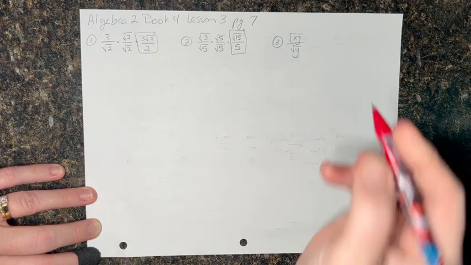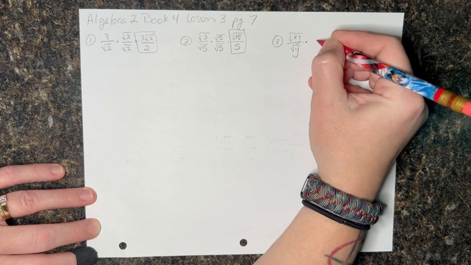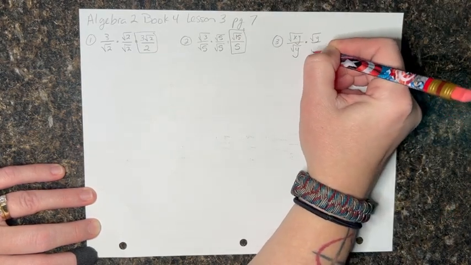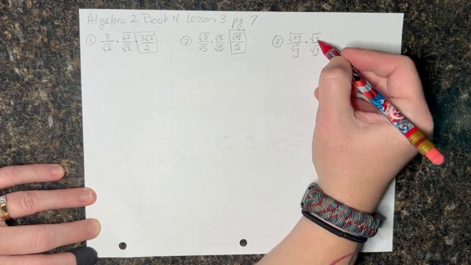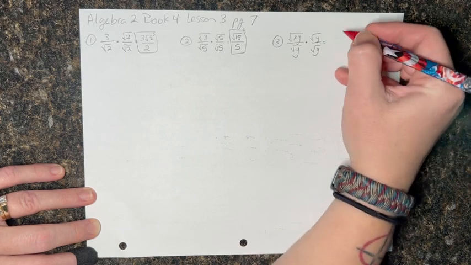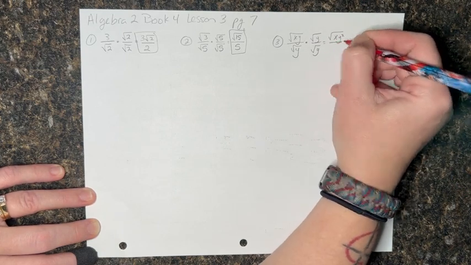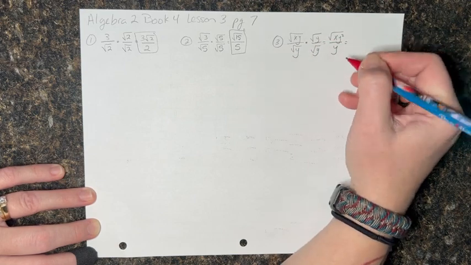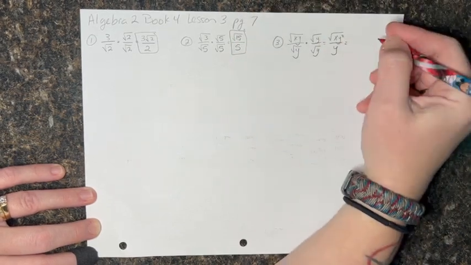For number 3, we have the square root of xy over the square root of y. We cannot have that radical in the denominator. We're going to multiply this by 1 in the form of the square root of y over the square root of y. Now, the square root of xy times the square root of y is the square root of xy squared, right? And the square root of y times the square root of y is just y, but this needs to be simplified. This is a square root with a square in it. That can be factored out.